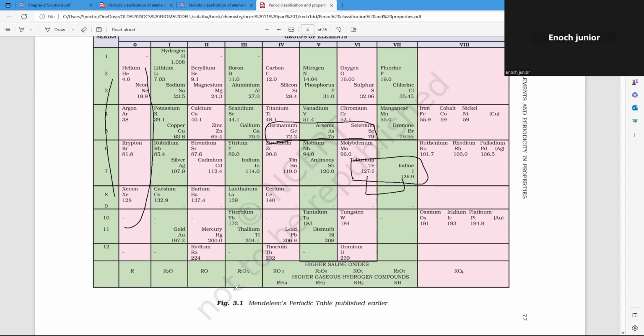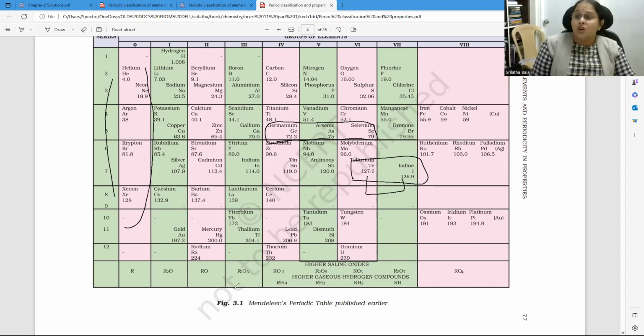No, it's decreasing, exactly. So ideally what should happen? Elements should be arranged in the increasing order, and then we will see the periodicity, that is whether the elements are resembling. But now what happened? Mendeleev has placed his elements in such a way that, no doubt, iodine resembles bromine, and no doubt tellurium resembles selenium. However, is it according to the periodic law? No. That's the discrepancy here.